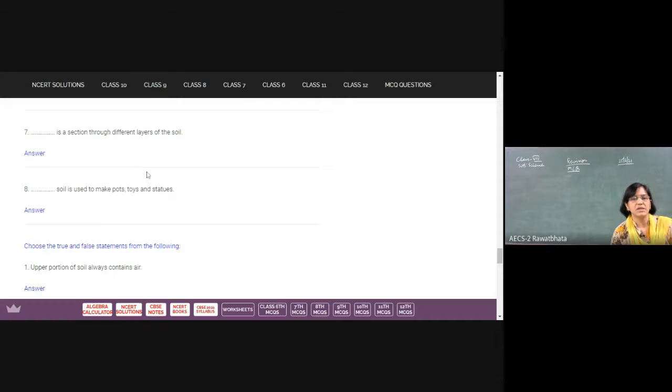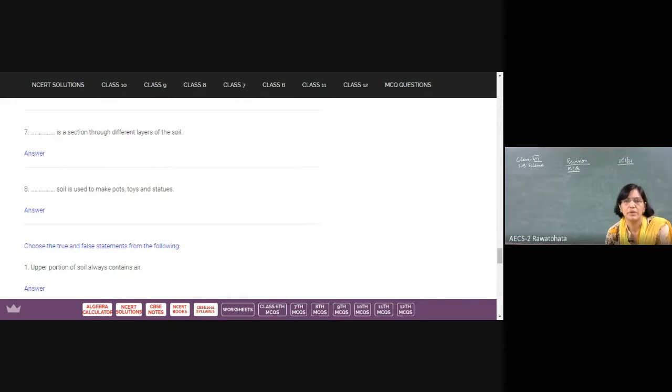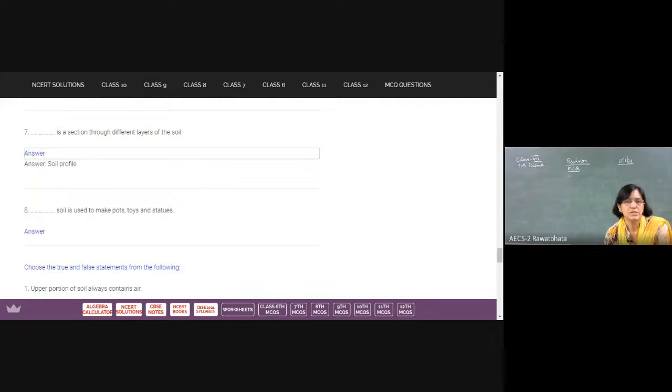Now, dash is a section through different layers of the soil. Very easy one. And I think Siddhika would like to answer that. Okay, I don't think she has a mic with her. So let me ask Azram. Yes, ma'am. The answer. Don't waste your time in saying yes, ma'am, just give the answer. Vertical. Yeah, because we have to do more number of questions. Okay, beta. The moment the name is announced, you give the answer. Ma'am, this is soil profile.